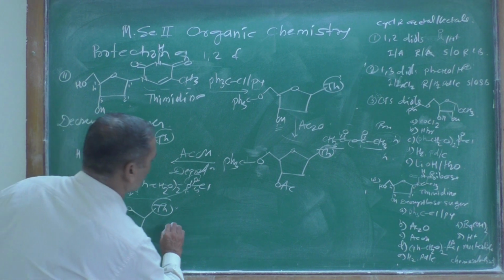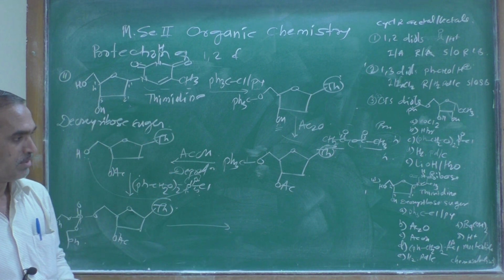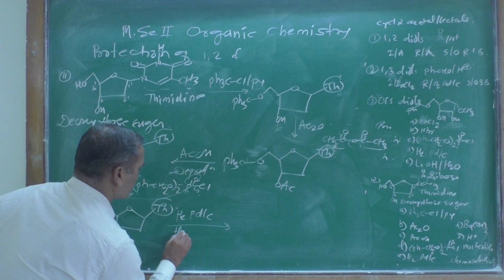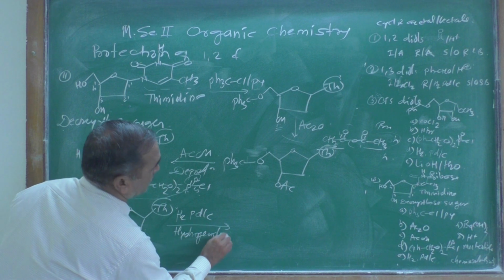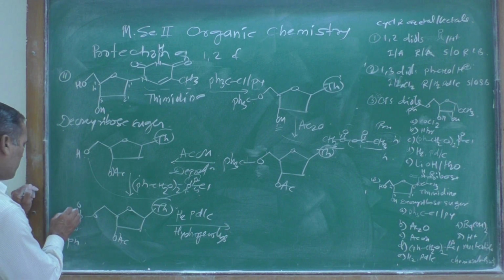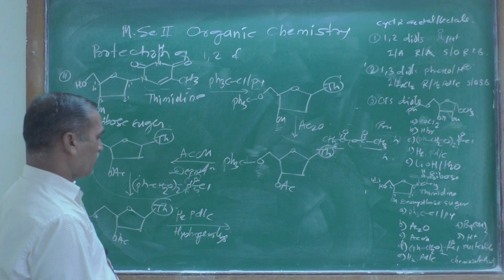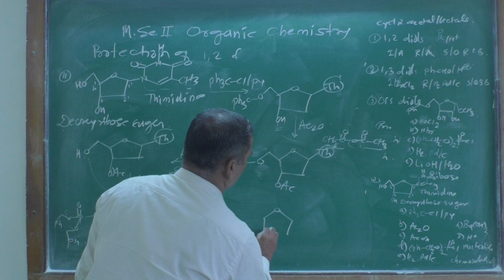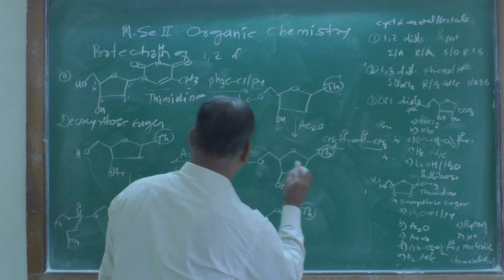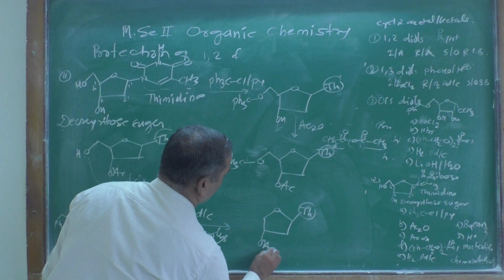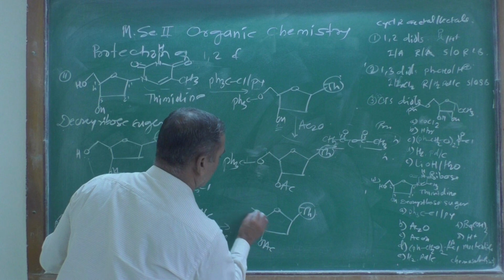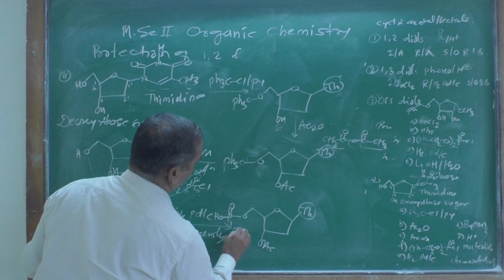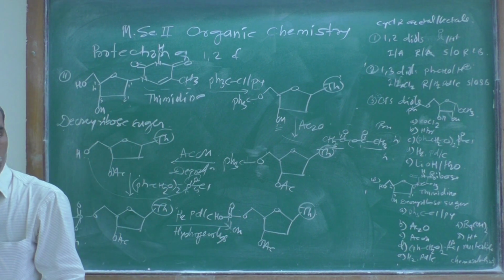After that, do the hydrogenolysis. After treating with H2 in the presence of palladium on charcoal, this process is known as hydrogenolysis. And in hydrogenolysis, what is going to happen? This benzylic group is going to get cleaved, and the product will be this one. TH is thymine as it is. In short, we are writing OAc, it is also as it is. Now here O, then P double bond O, then HO, and here HO, right? This is the product we got here.